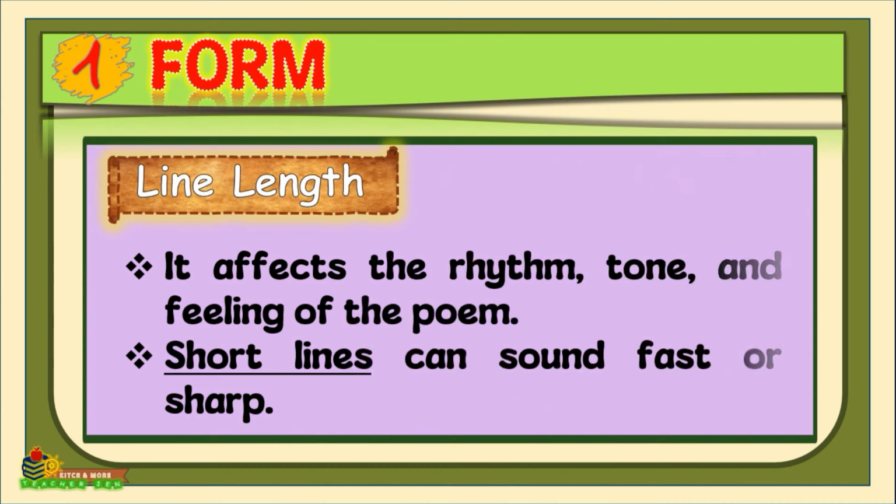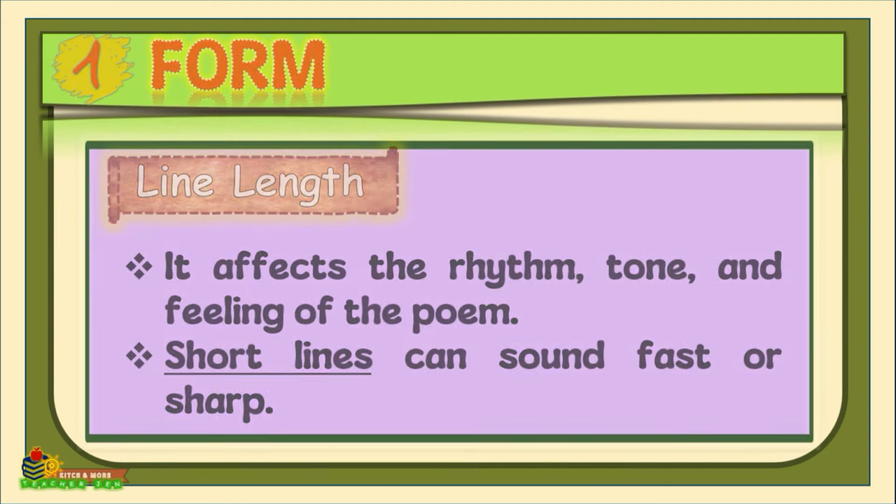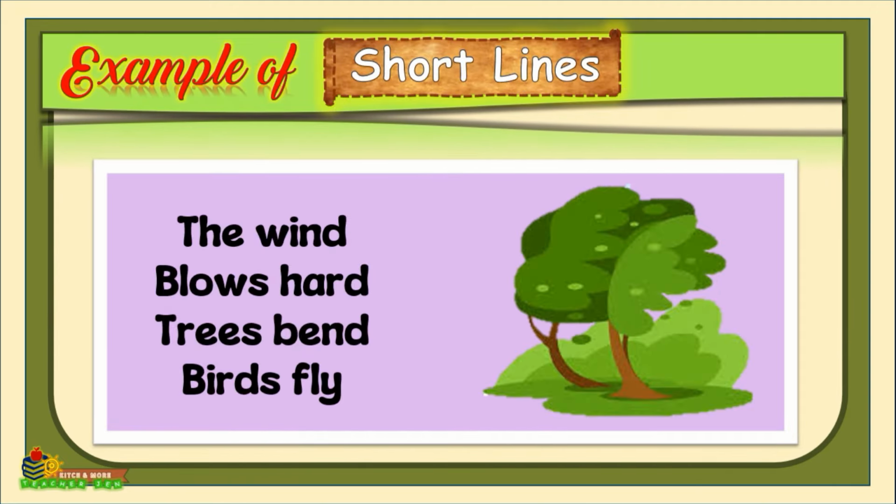Line length helps to create the rhythm and feeling of a poem. Short lines often feel fast, sudden, sharp like quick beats in music. They can make a poem feel exciting or dramatic. Here's an example of a poem with short lines. The wind blows hard, trees bend, birds fly. See how fast that feels?